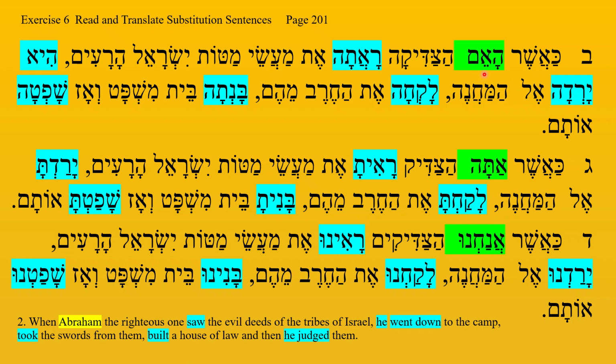So when the righteous mother, or the mother who is righteous, saw, and this is your clue that it isn't they, because all of these are feminine forms here. She saw the evil deeds of the tribes of Israel. She went down to the camp and she took the swords from them. She built a city of judgment, and then she judged them.